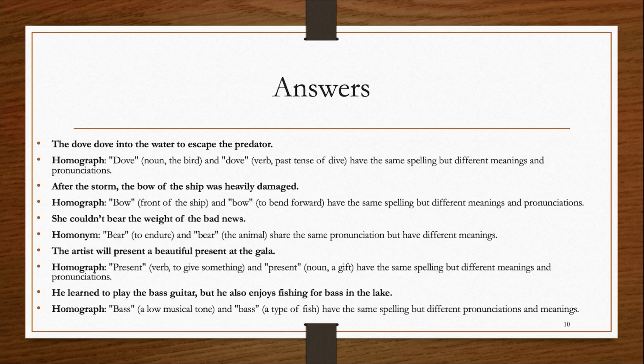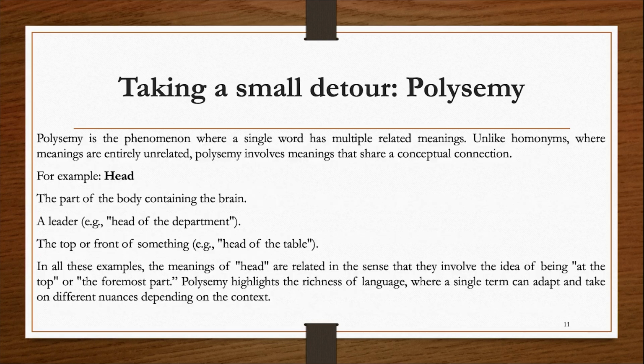He learned to play the bass guitar, but he also enjoys fishing for bass in the lake. So bass, a low musical tone, and bass, a type of fish, have the same spelling but different meanings and pronunciations. All right, moving forward, let's take a small detour and let's tell you what is polysemy.